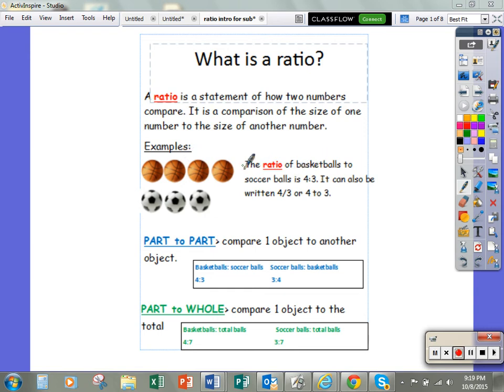So we can see there are 4 basketballs and 3 soccer balls. So we could write that with a colon, with a division symbol, or in words. There are 2 ways to make comparisons between numbers. The first one is called part to part, and that's where you compare one object to another object, such as the basketballs to the soccer balls. You can also make a part to whole comparison, which is comparing one object, such as the basketballs, to the total number of balls. And we would see that as 4 to 7.